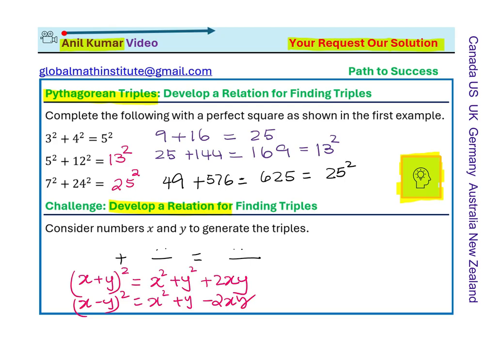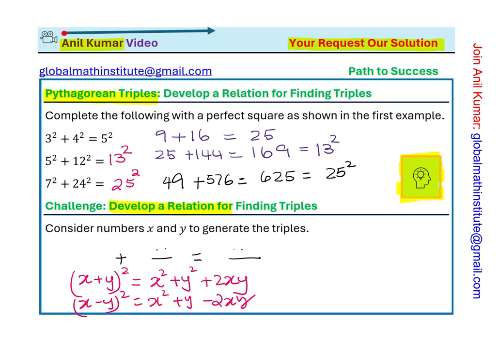Now, if I say that x plus y is one side of the triangle and x minus y is the other side of the triangle, in that case, I think we can get the third side, and therefore we can also derive the formula. After all, we are working for a Pythagorean triple. You get the idea, right? You can pause the video at this stage, try it out, and then check with my solution.